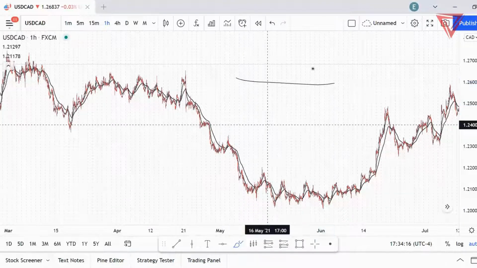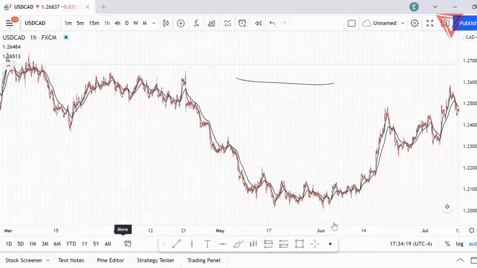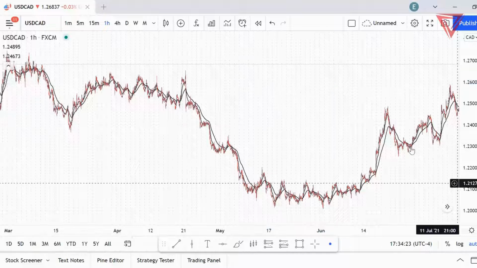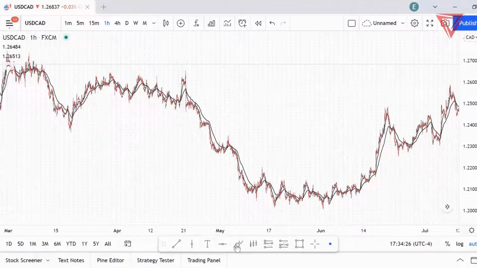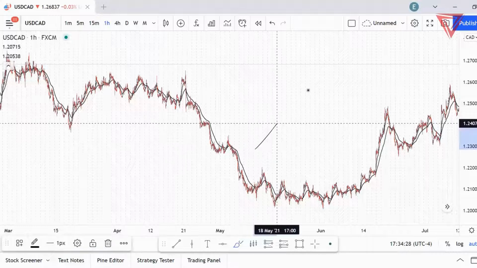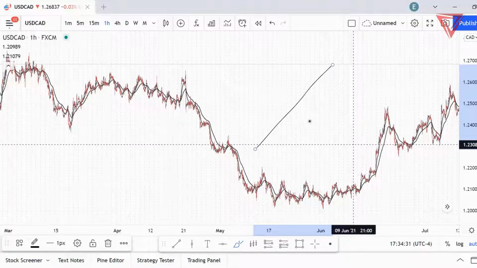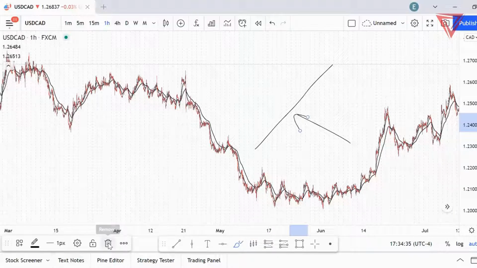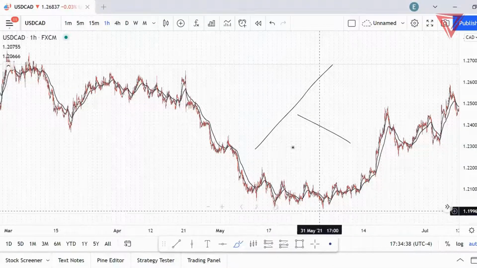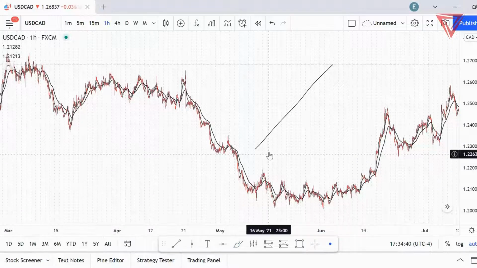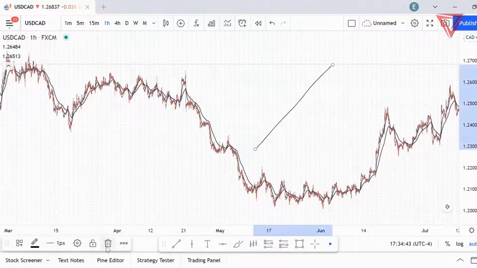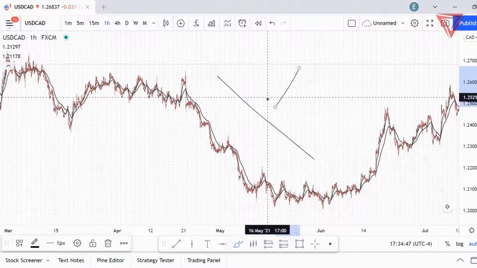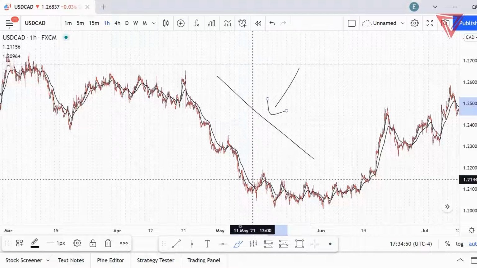Trend lines are the exact same thing. The only difference is instead of a trend line being flat and horizontal, a trend line will always have an angle associated with it. So this is a bull trend line, right? Because it is going in a bullish direction. It's going up, right? And this one I'm going to draw here. This is a bearish trend line because it is going in a bearish direction, right?